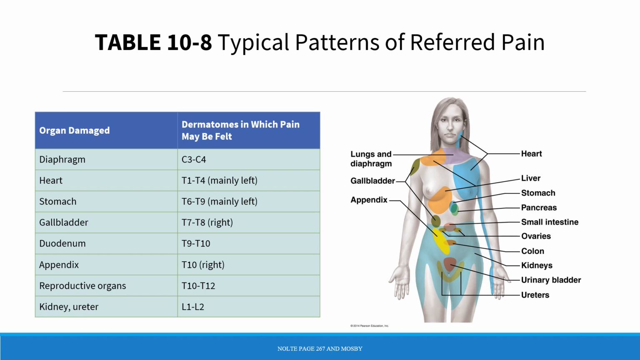Heart, T1 to T4, mainly on the left. Stomach dermatome is T6 to T9. Gallbladder, T7 to T8. Duodenum, T9, T10. Appendix, T10 on the right. Reproductive organs, T10 through T12. Kidney and ureters, L1, L2.